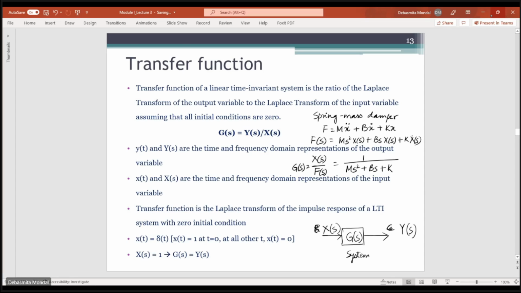It is independent of the type of input that you are providing, since we are taking a ratio of the output to the input. That means the transfer function will be independent of the kind of input that you are providing, but it will only depend on the system parameters. It will only depend on the parameters of the system.